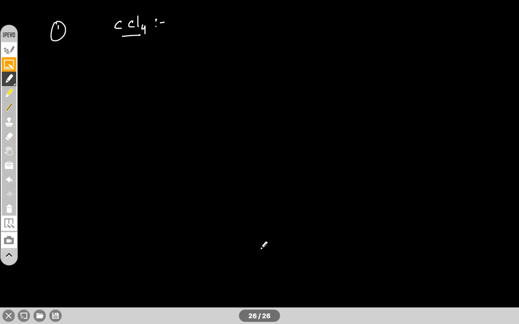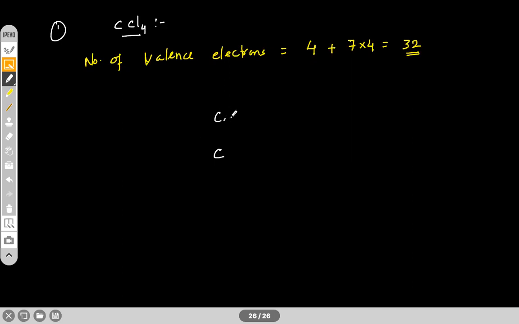The first step is to calculate the number of valence electrons. Valence electrons means how many electrons are there in the valence shell. For carbon, the number of valence electrons is 4, and for chlorine, it is 7. But there are 4 chlorine atoms, so 7 into 4, so it is 32. 32 valence electrons we have. Next, we'll identify the central atom. The least electronegative element is the central atom, so carbon should be the central atom. Around the central atom, we'll place the outer atoms, which is chlorine in this case.